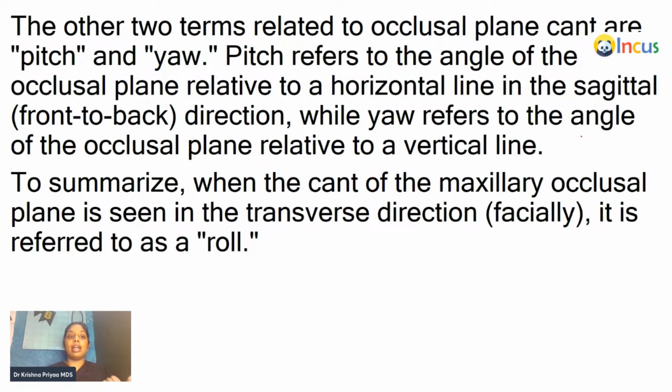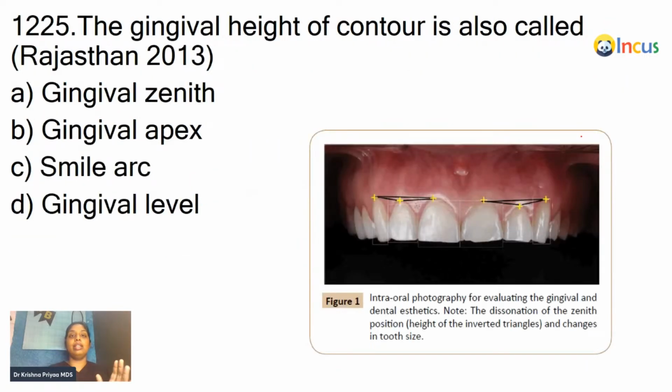Pitch refers to the angle of the occlusal plane in the front and back direction, while yaw refers to the angle of the occlusal plane relative to the vertical line. To summarize, when the cant of the maxillary occlusal plane is seen in the transverse direction, it is referred to as roll. Just need to associate pitch, roll and yaw with the anterior posterior, transverse and the occlusal plane. That's all.